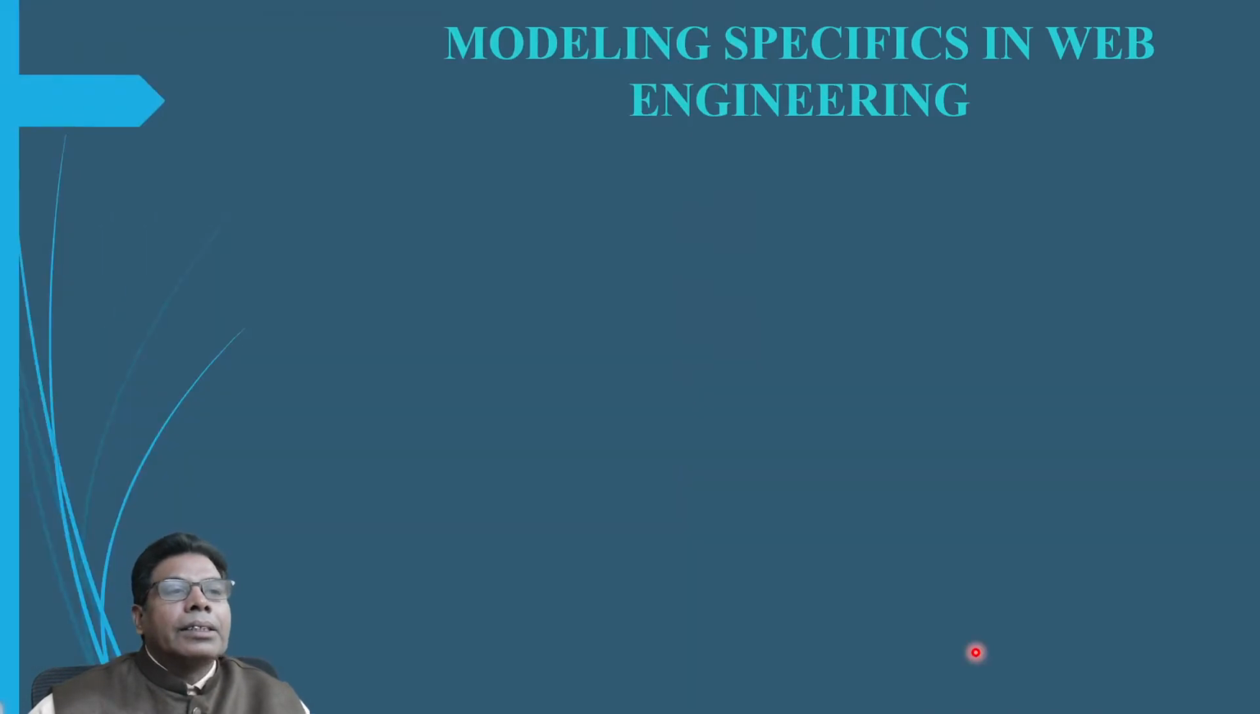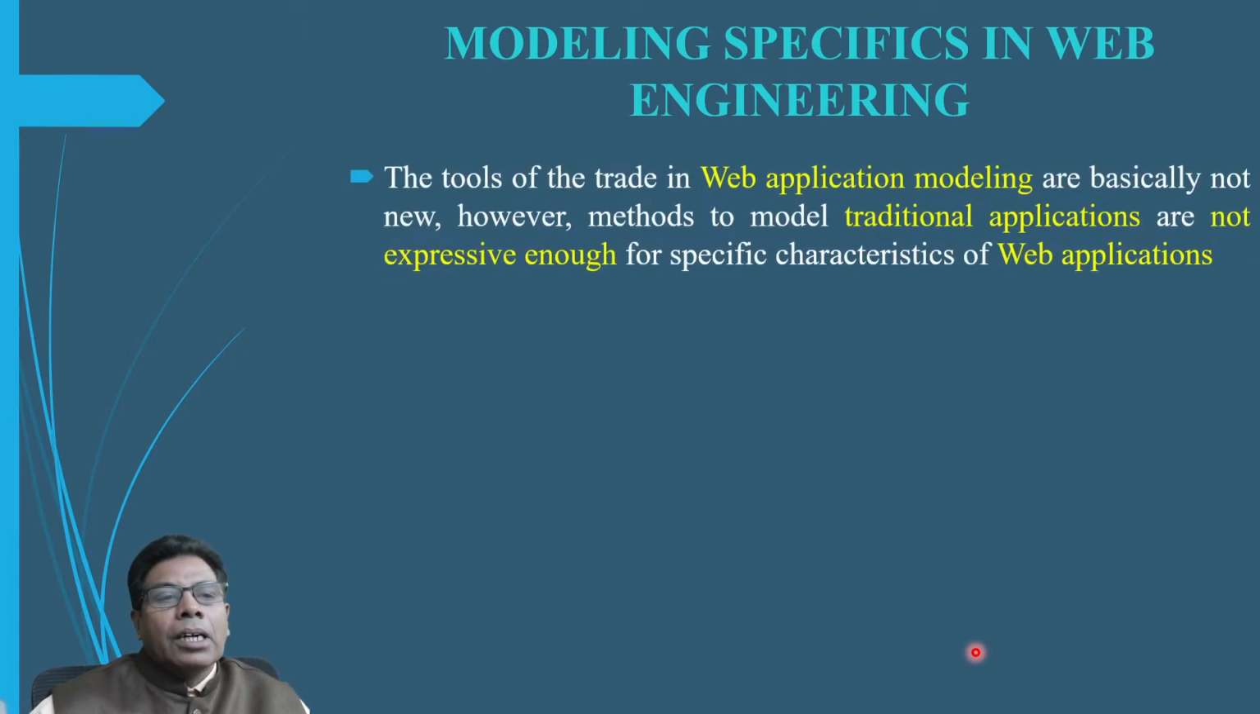Then next let us go to the modeling specifics in web engineering. So the tools of the trade in web application modeling are basically not new. However, methods to model traditional applications are not expressive enough for specific characteristics of web applications. See, the characteristics of web applications are different, and that's why the methods to model traditional applications are not suitable. Means they cannot express everything which is there in the web application.